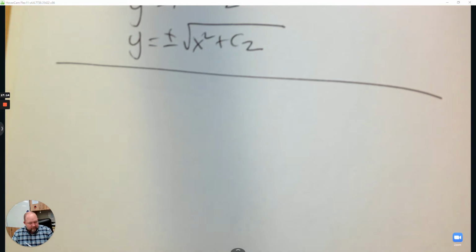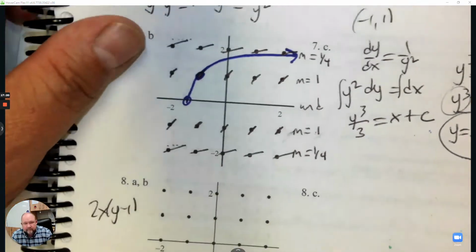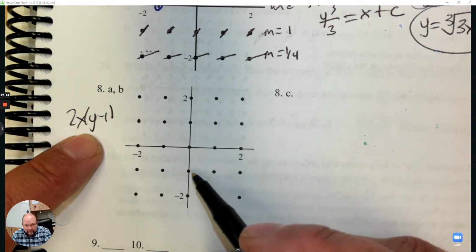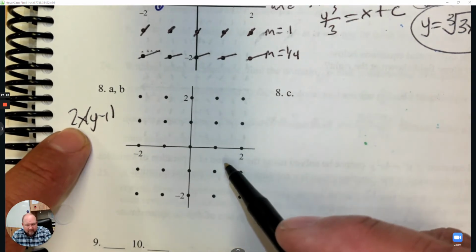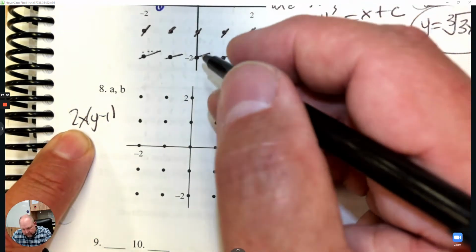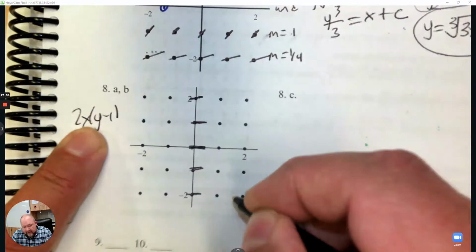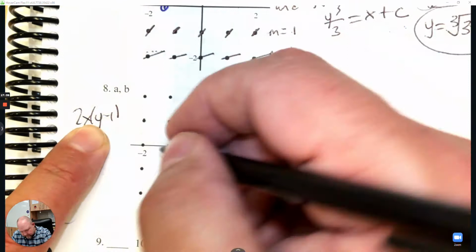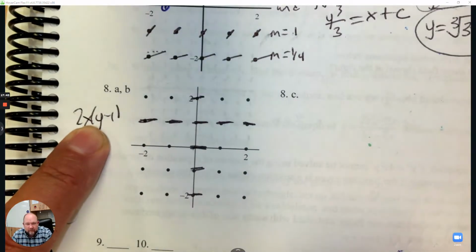(2x, y minus 1). This is going to be the toughest one. Because it requires both, I have to think my way through this. I can't just go row by row or column by column. But one thing I know is when x is 0, the slope is 0. And when y is 1, the slope is 0. So it's good to take care of the horizontal tangents.